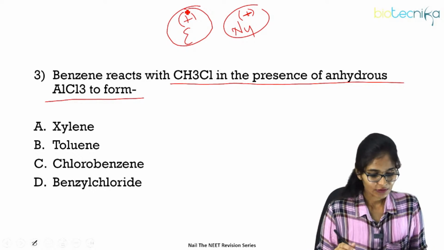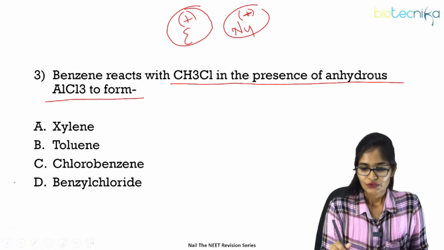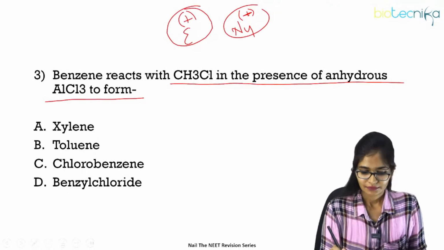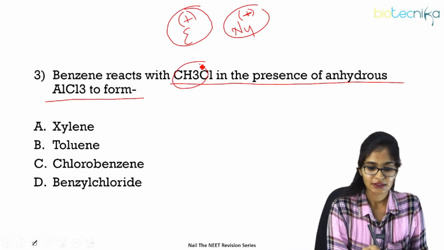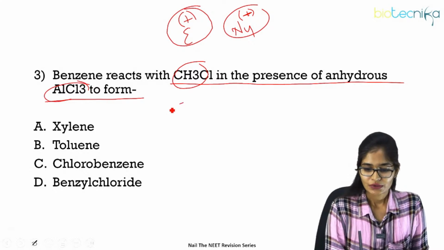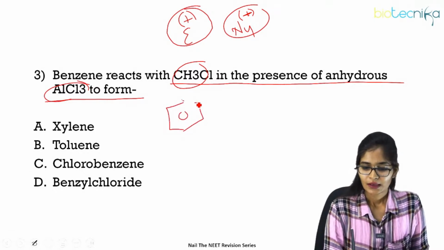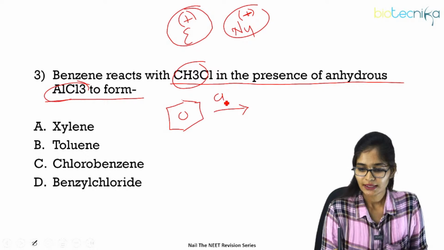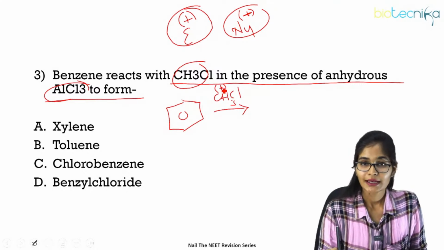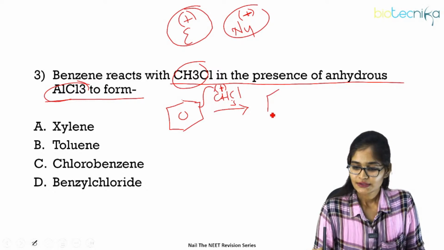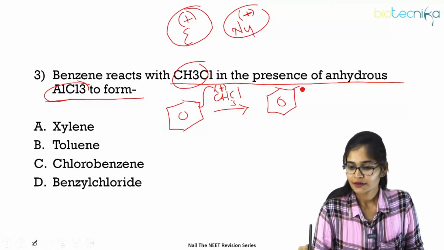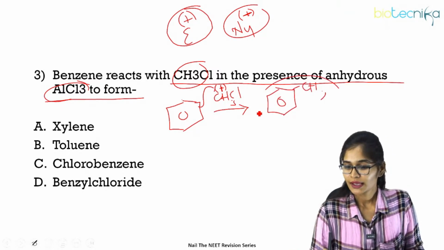Okay, let us look at the reaction. What have they given? They have given methyl chloride and they are treating it with benzene in the presence of anhydrous AlCl3. So methyl chloride, you can split it into CH3 plus and Cl minus, right? CH3 plus is the electrophile. If it is an electrophile, then benzene will attack it. So this is Friedel-Crafts alkylation, and you get toluene as the product.